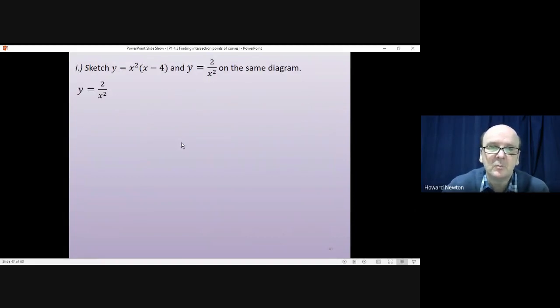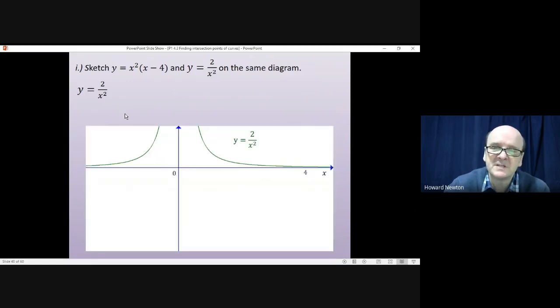So first of all, we'll sketch the reciprocal curve, y equals 2 divided by x squared. Now, y equals a positive number divided by x squared. All those curves have the same shape. It'll all be positive because of this x squared and because the 2 is positive. So it's all above the x-axis and looks something like that.